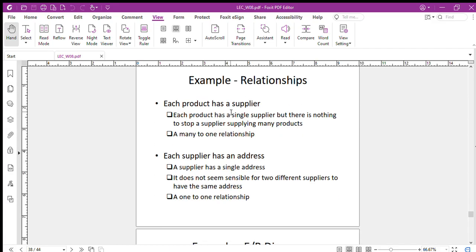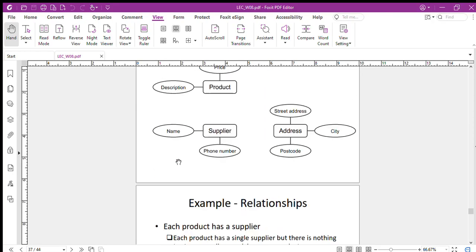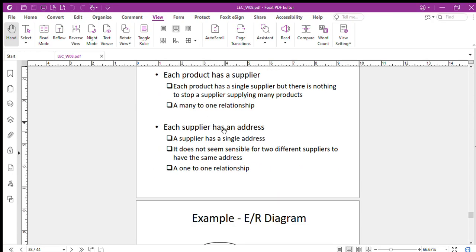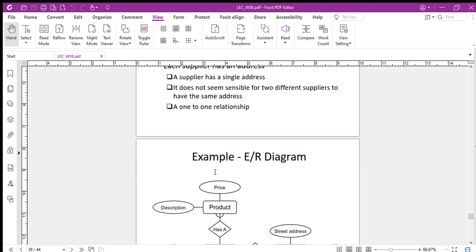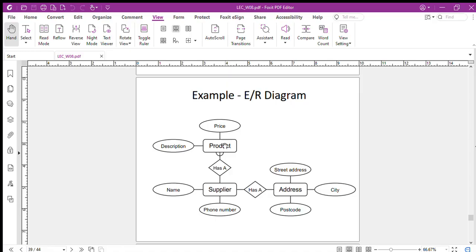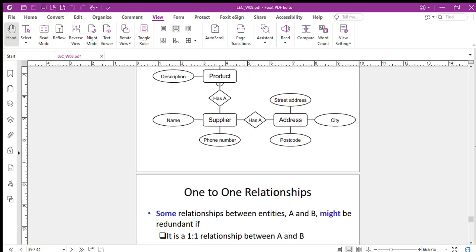Each product has a supplier. Each product has a single supplier, but there is nothing to stop a supplier supplying many products. A many-to-one relationship. Each supplier has an address. It does not seem sensible for two different suppliers to have the same address, so there also exists a one-to-one relationship. We're going to define this cardinality among the entities. So a supplier has many products, and a supplier has a one-to-one address.